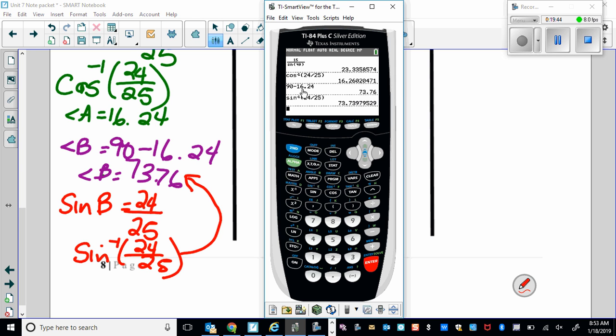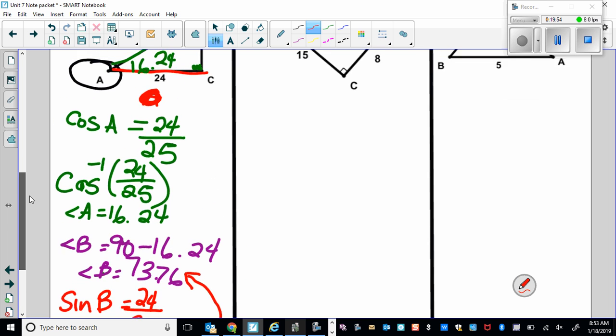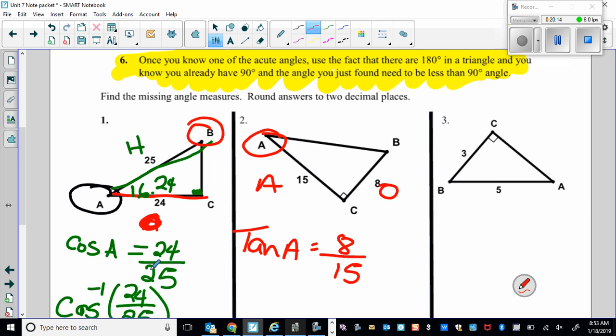I think I made a mistake. This was 16.26. I put 24. That was my fault. But that's what we have to do to find the missing angle. So again, let's say I want to solve for number 2. So I'm just going to quickly set it up. Number 2, I'm circling A. This is the opposite side. This is the adjacent side. OA is tangent, so I'm going to say tangent A is 8 over 15. Then in the calculator, I'm going to put tan inverse 8 over 15. And then you get the answer.